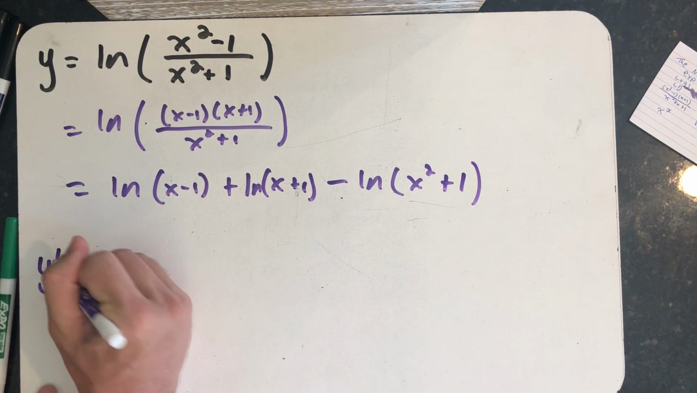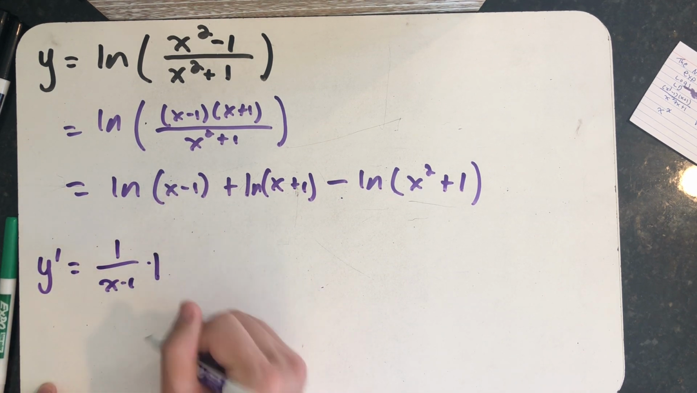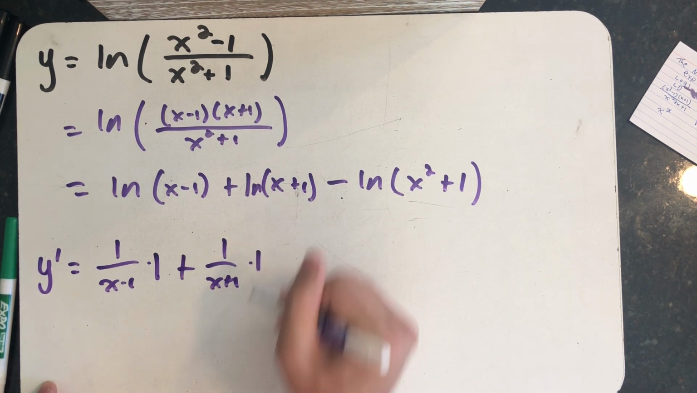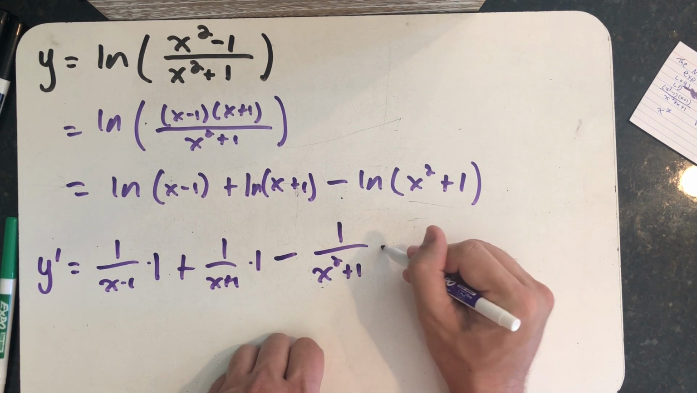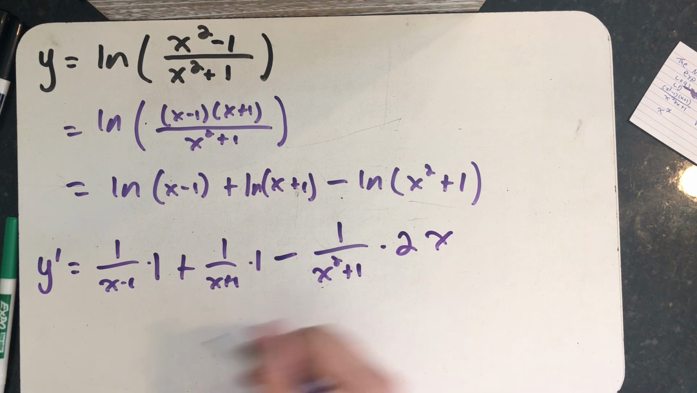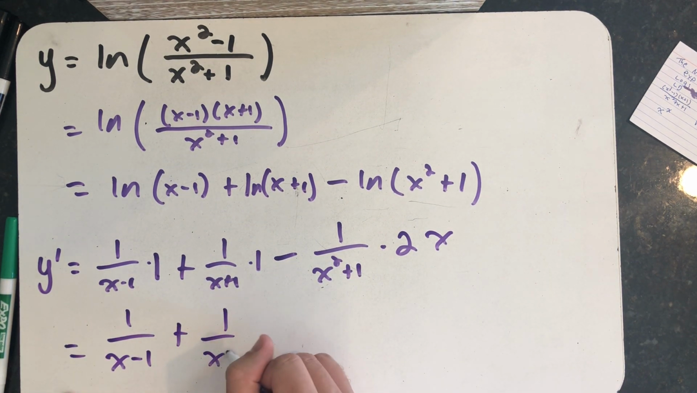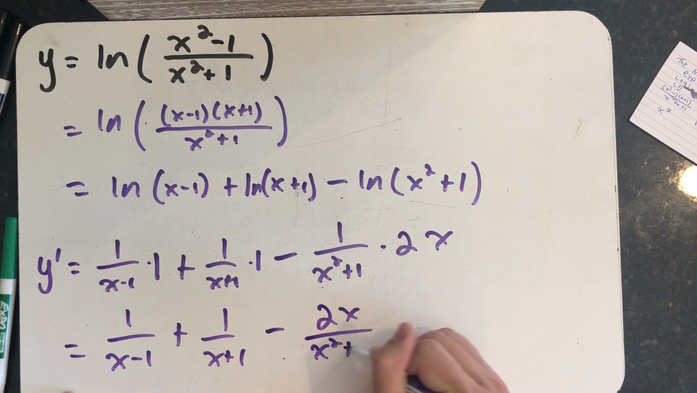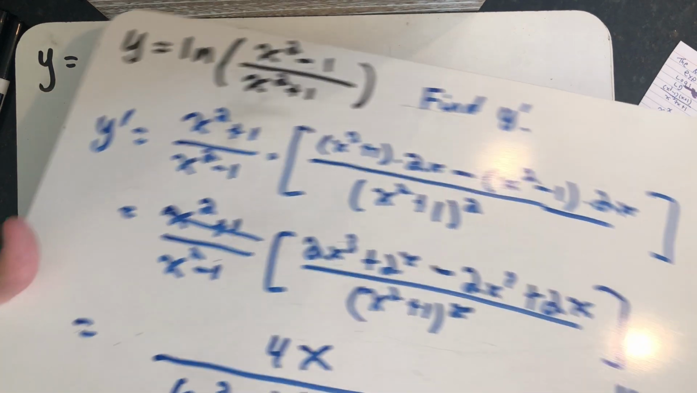So y prime is equal to 1 over u, the derivative of x minus 1 is 1, plus 1 over u, and the derivative of the inside x plus 1 is 1, minus 1 over x squared plus 1 times the derivative of the inside is 2x. And I end up with this statement. And I'm looking at it, I'm thinking, well, that doesn't look exactly like my last answer.